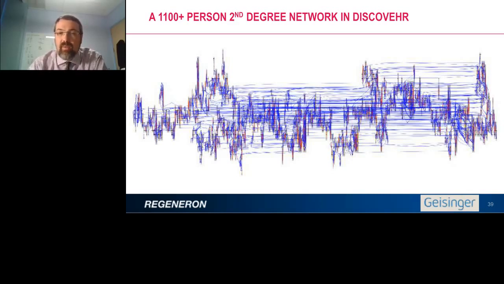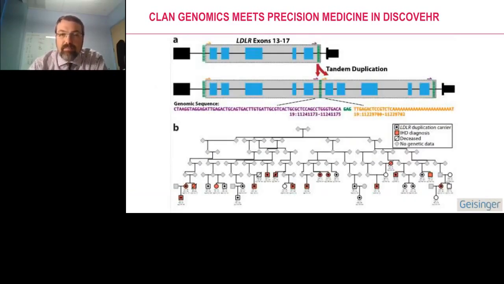So this then really is that middle ground where we aren't talking anymore about families, but we're also not talking about unrelated individuals. We're talking about really extended networks of relationship. And that enables discoveries like this.